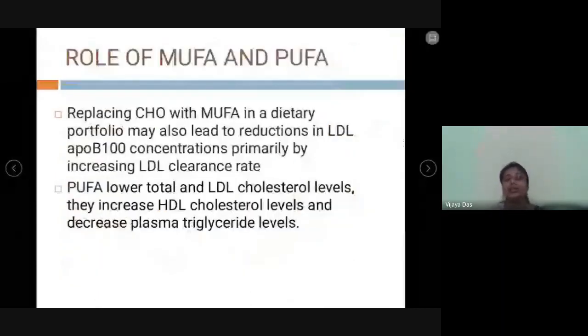LCAT, to make it very easy, I can say is an enzyme which helps in transportation of fat. It actually helps in mobilization of fat, transportation of fat. Instead of storing it, it will mobilize it. So that is the function of LCAT.